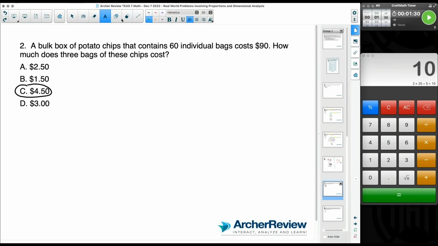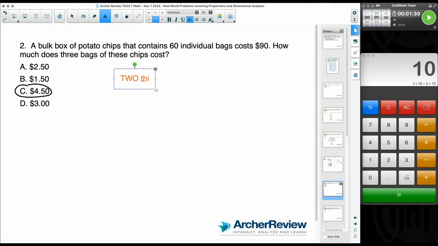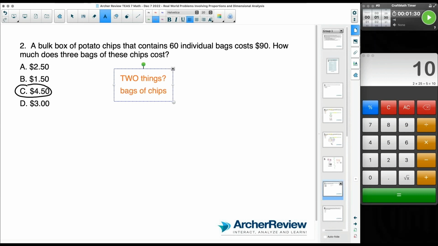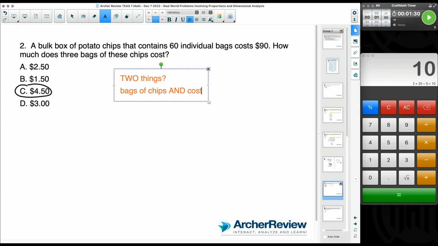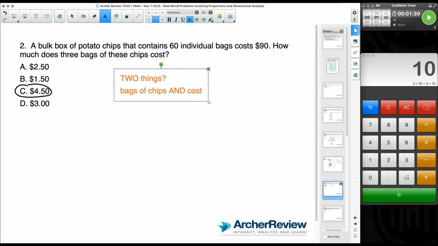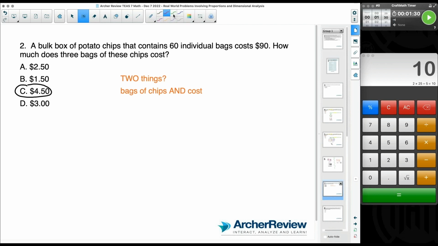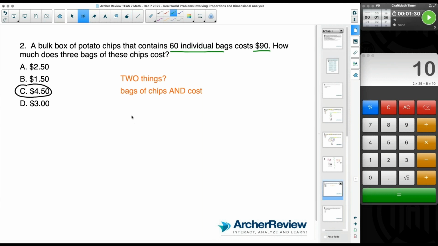So what are we comparing? What are our 2 things? The 2 things are, we have bags of chips and cost, the money. Those are the 2 things we're comparing. Completely different than red marbles and blue marbles, but we still got 2 things. We got bags of chips and we have the cost. And notice in this first sentence, we are told that 60 bags of chips cost 90 bucks.